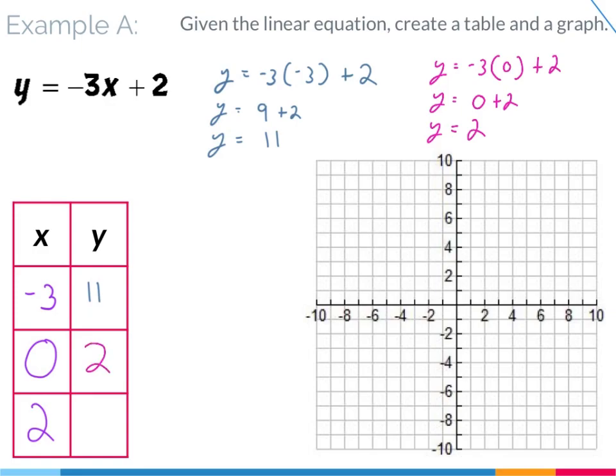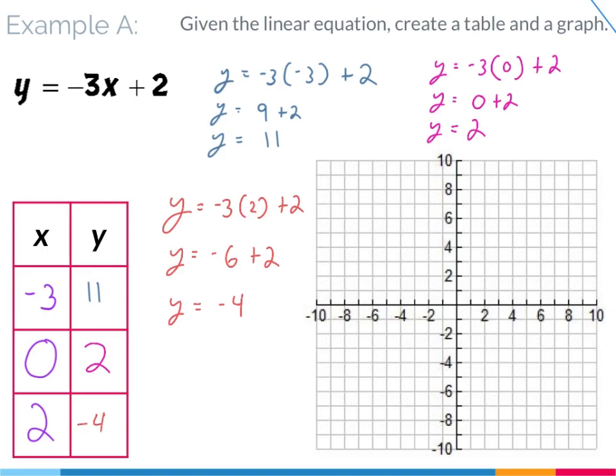Then we have one final problem to do here. We've got to plug in our 2, so let's go ahead and do that now. I've got y is equal to negative 3, plug in 2, plus 2. So negative 3 times 2 is going to give me negative 6, plus 2. And then y is equal to negative 6 plus 2, which is going to be negative 4. Again, if you don't know your integer rules, that's okay. Just make sure that you use your calculator.